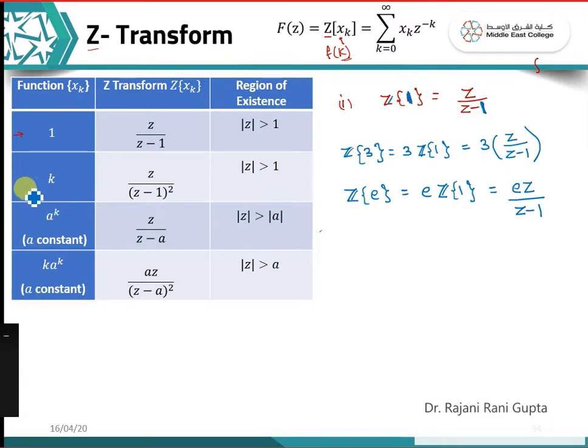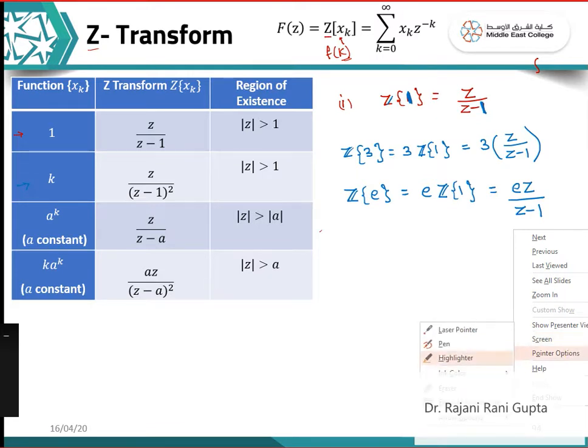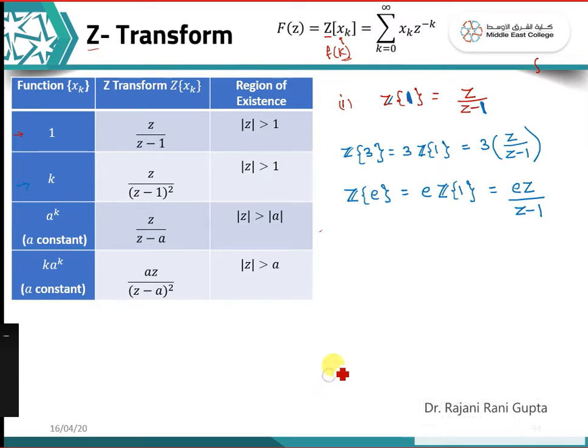Now let's look at the second rule. The second rule is for the Z transform of k. Again, k is not a constant. Okay, k is a function, a variable. So the Z transform of k is z over z minus 1 to the power 2.